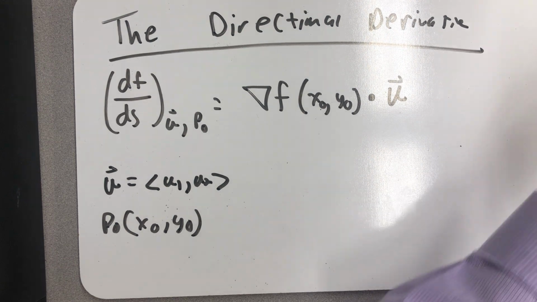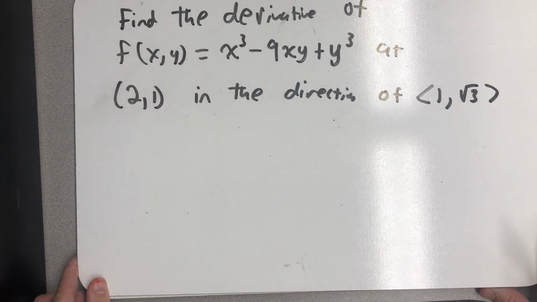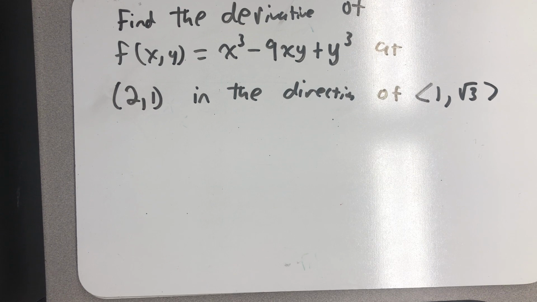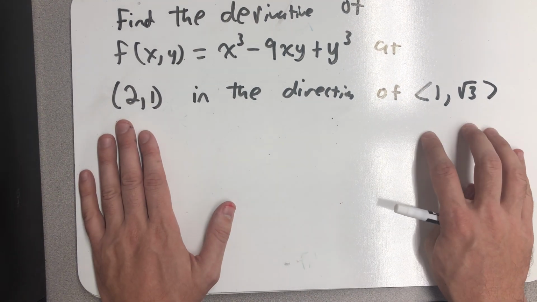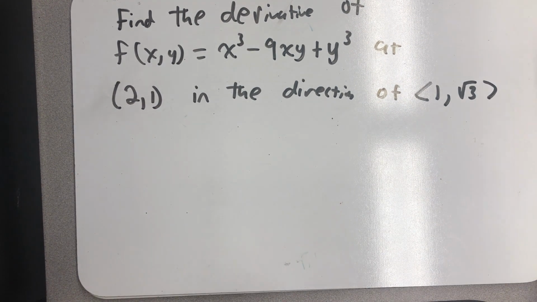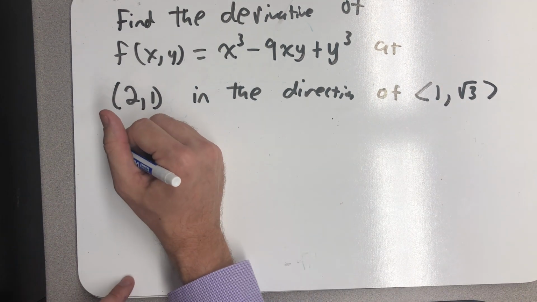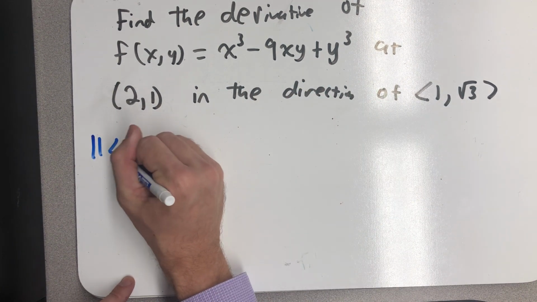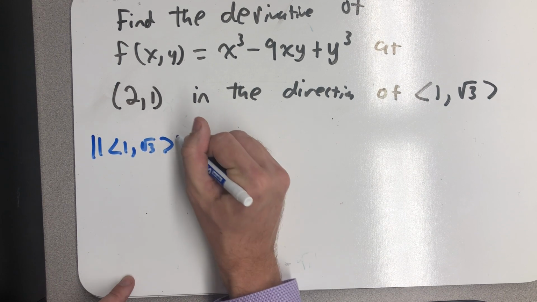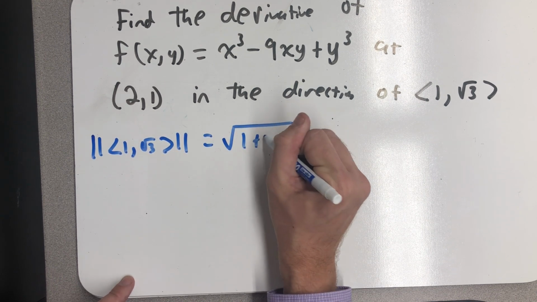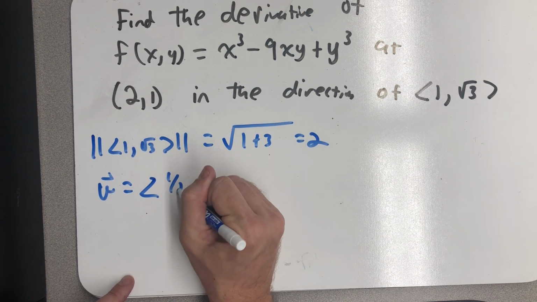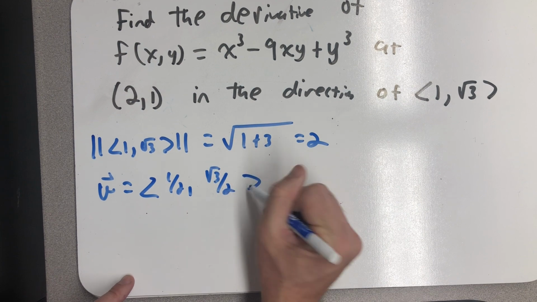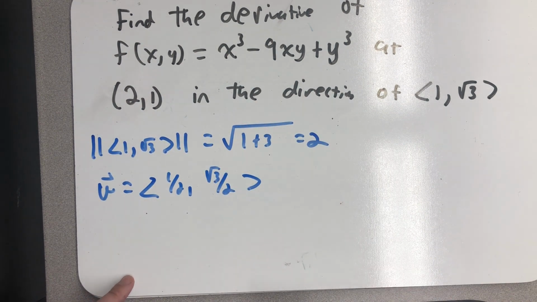Let's do an example so we can practice using the gradient notation. So here I have f of x comma y equals x cubed minus 9xy plus y cubed. I'm supposed to take the derivative at the point 2 comma 1, moving in the direction of the vector 1 comma root 3. Well, first up, let's go on and make this a unit vector. So that vector has magnitude 2. So the vector u I'm looking for is 1/2 comma root 3 over 2. And if I thought about my unit circle, I probably could have skipped all of that work.